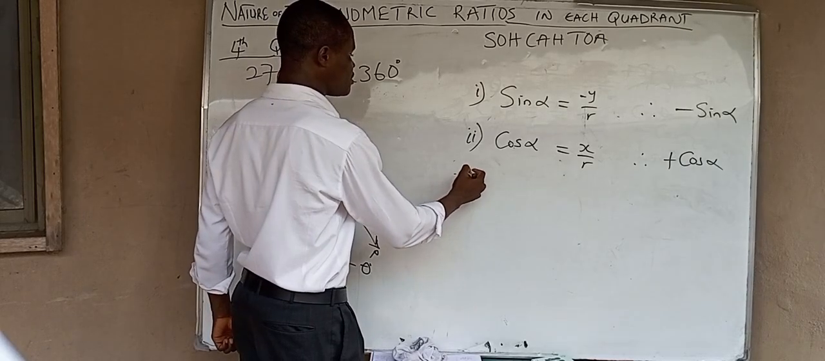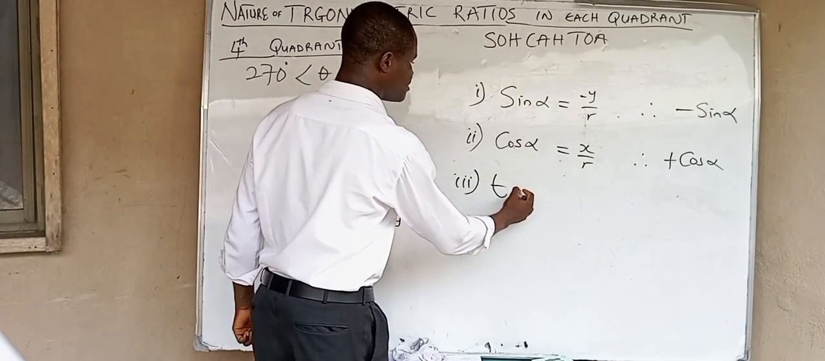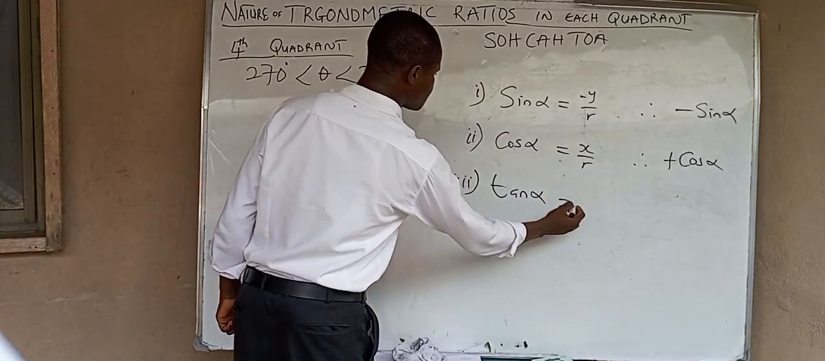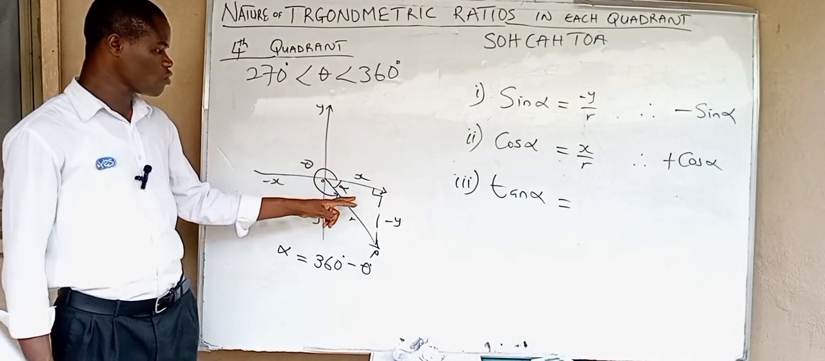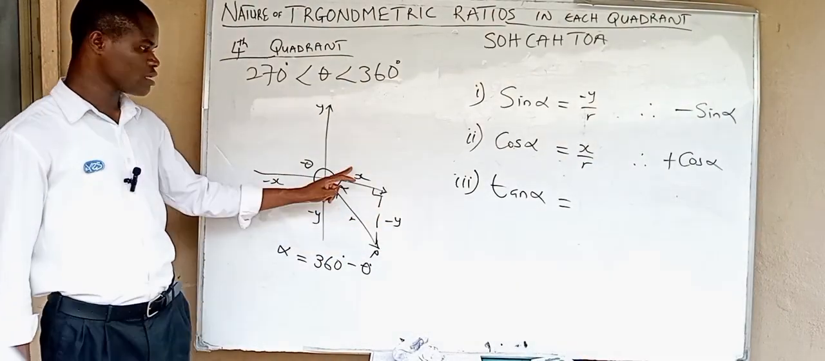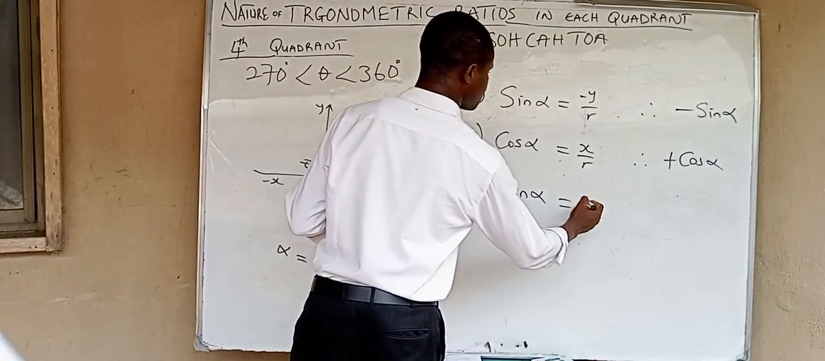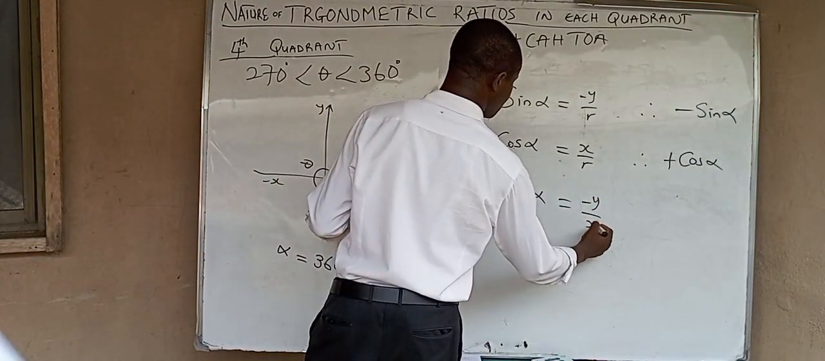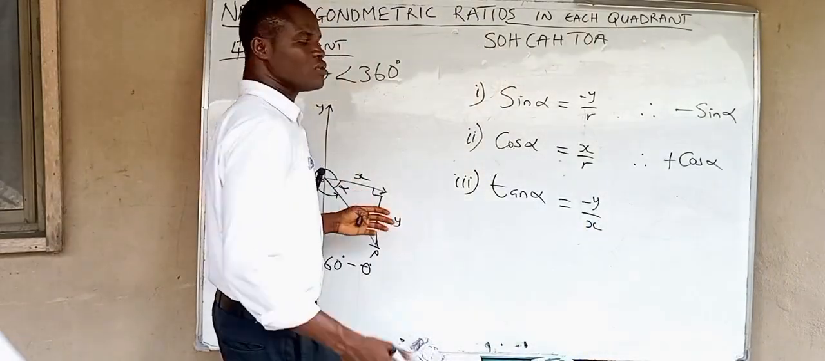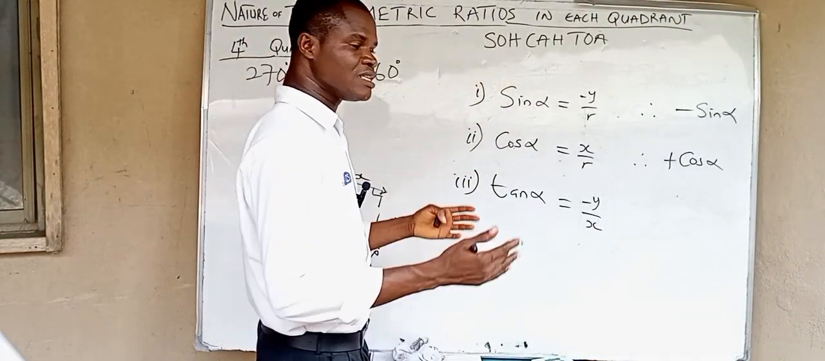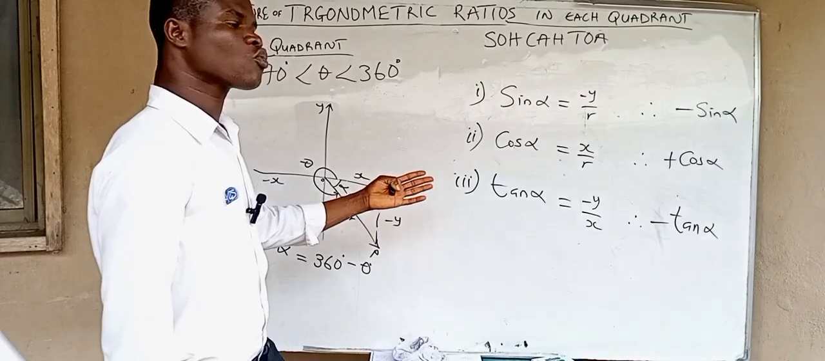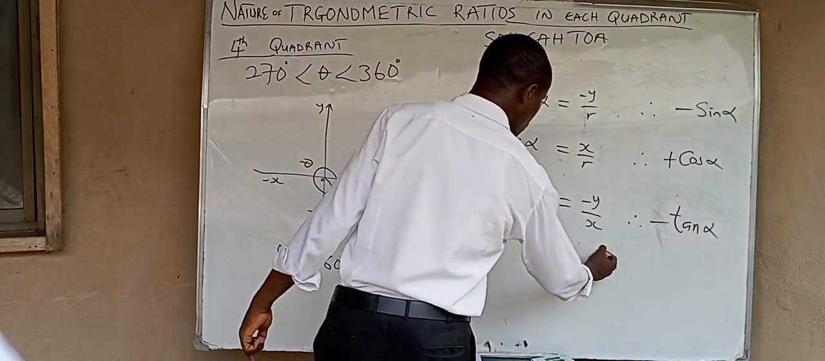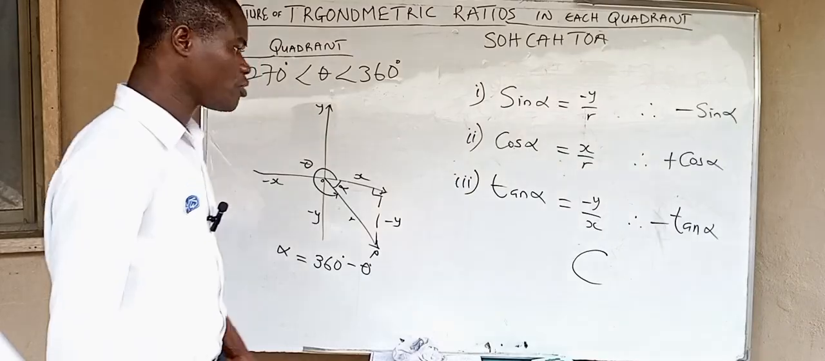And then the third one is tan alpha. Of course, tangent is opposite over adjacent. So our opposite is minus y divided by x. So negative divided by positive is negative. Tan is negative. So in the fourth quadrant, only cosine is positive.